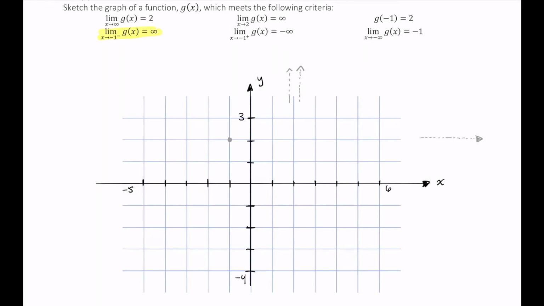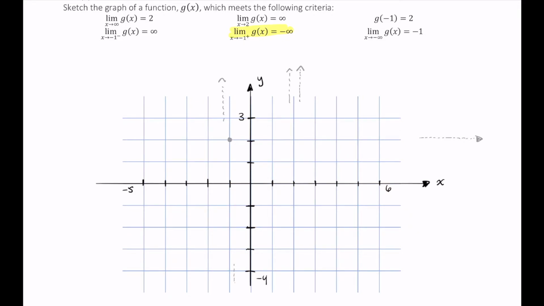So our fourth criteria is x approaches negative 1 from the left side. We want our function g to grow without bound. So again, I'm going to pencil in an up arrow. Our fifth criteria, as x approaches negative 1 from the right-hand side, g is going to grow increasingly large negative, so more and more negative.